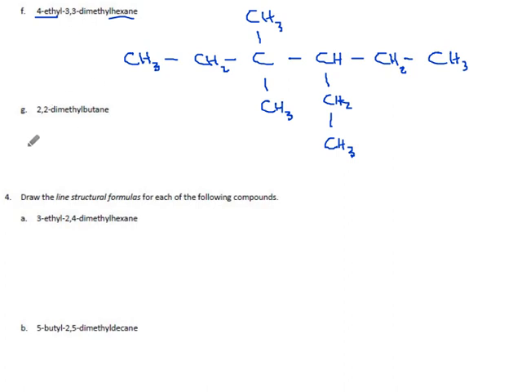2,2-dimethylbutane. Butane means 4. Now on carbon number 2, attach 2 methyl groups. And yeah, that's it for the carbon structure. This carbon's used all 4 of its bonds. CH2, CH3.